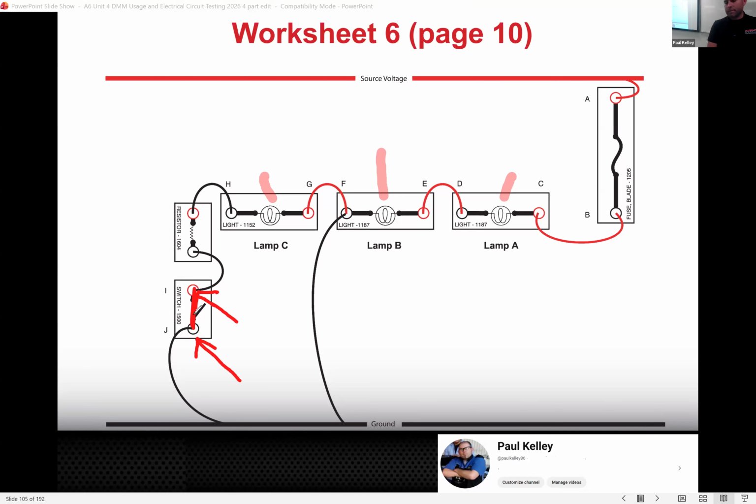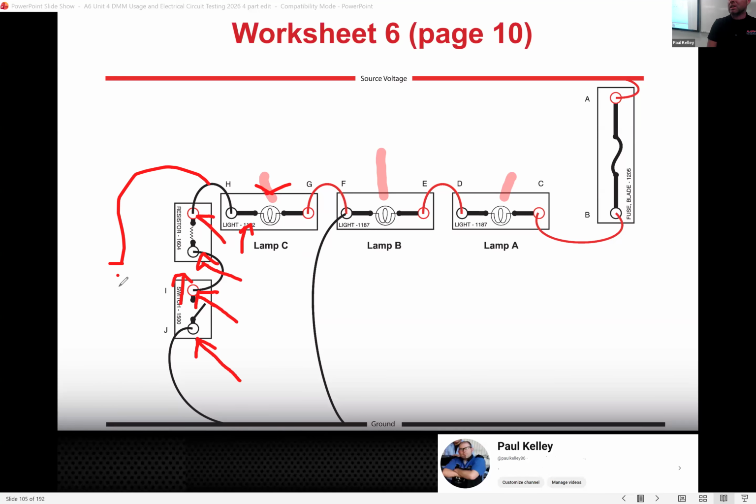I would replace the switch. But if I disconnected here and it made no difference, that means the short must be somewhere before here. But what if I disconnected at H and all of a sudden all these lights went out? That would mean that this wire must be shorted to ground.